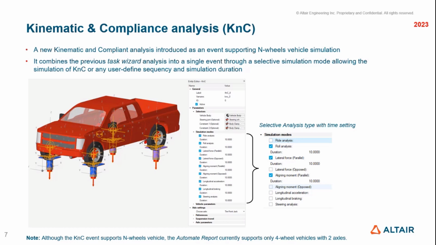One important notice here is that in the 2023 release specifically, the automated report that's generated when you perform the KNC event is only supported for the full vehicle model with 4 wheels and 2 axles. Although it works if you select a half car suspension or motorcycle or truck, the report today would only be there for the 4-wheel vehicle, and that of course will be enhanced in the next releases.